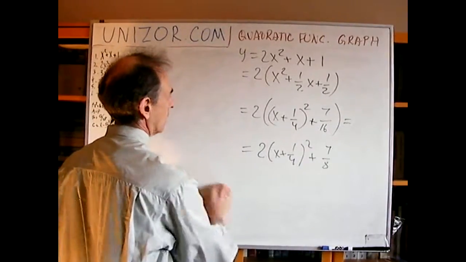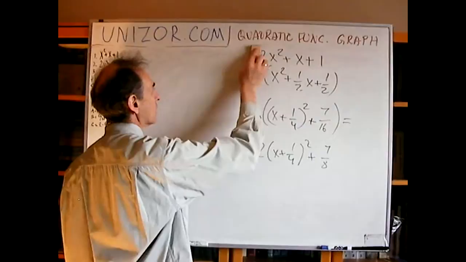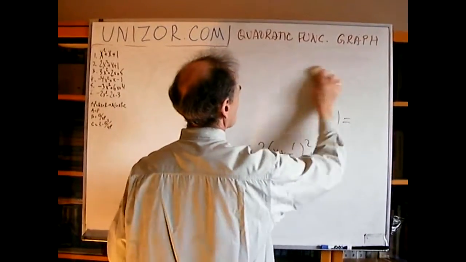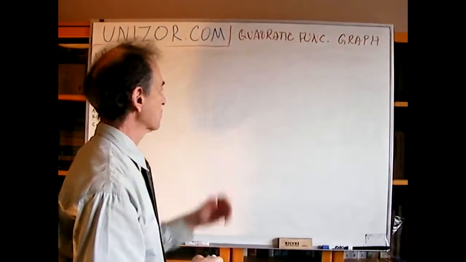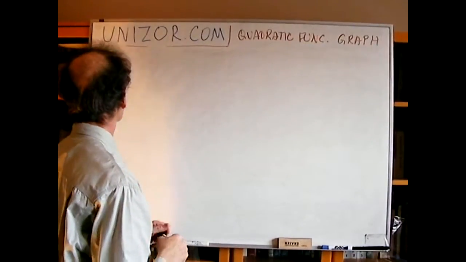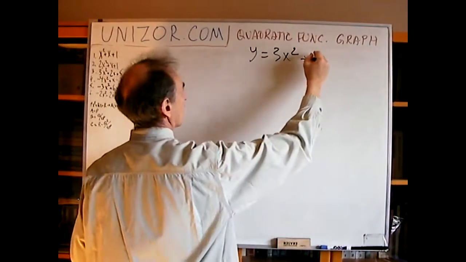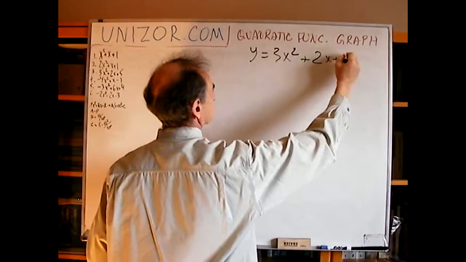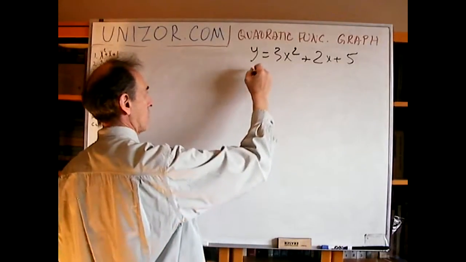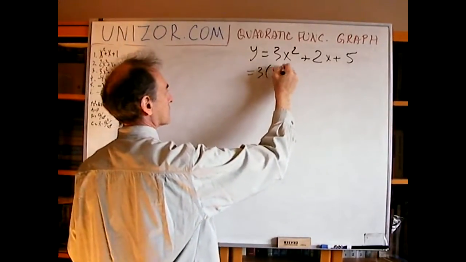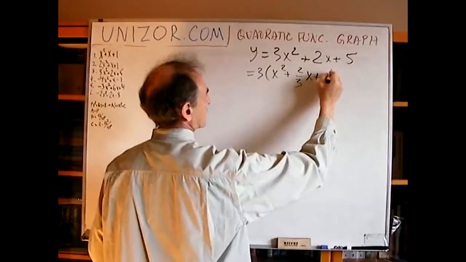So full square is the purpose of all these transformations, and I was trying to do it not using any kind of formula, but just some kind of logical transformations which led me to this particular case. Now next one, 3x squared plus 2x plus 5. Again, the first step, factor out the coefficient at x squared. So it's 3 times x squared plus 2/3 x plus 5/3.